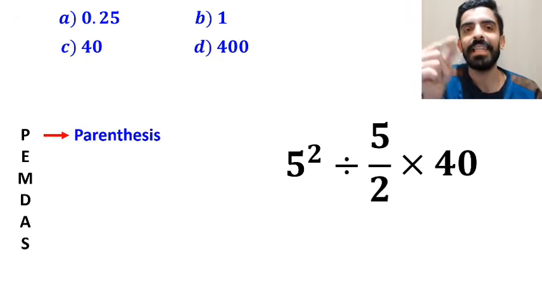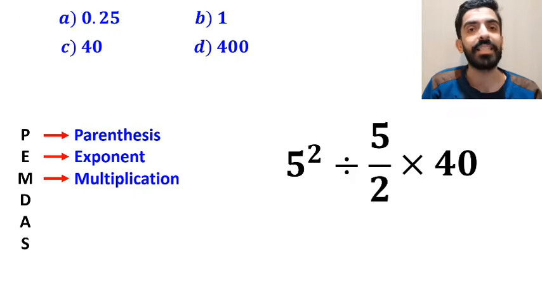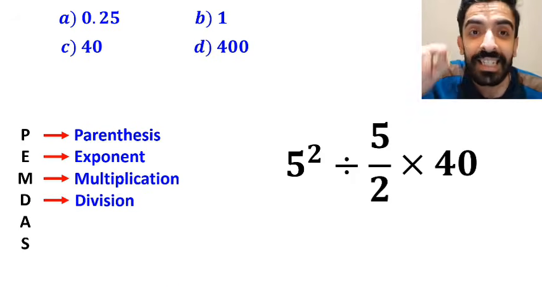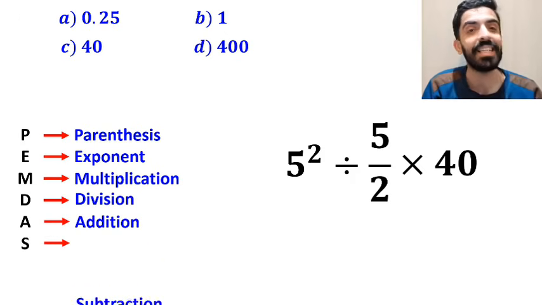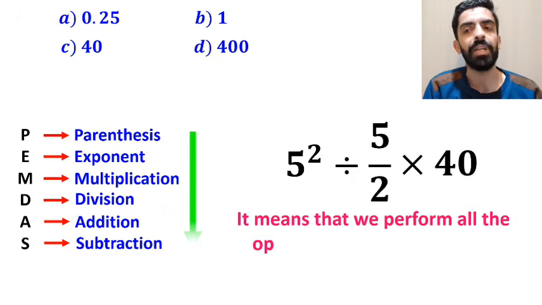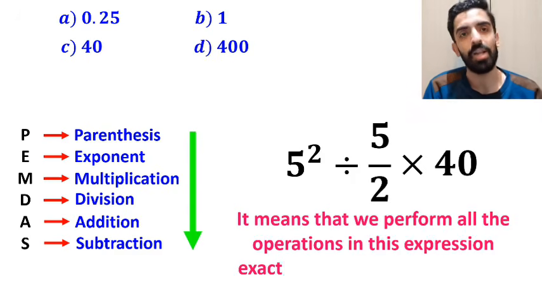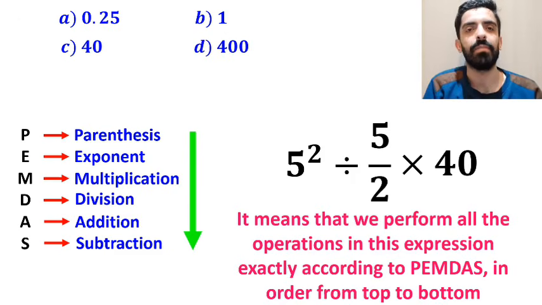In this rule, P stands for parentheses, E stands for exponent, M stands for multiplication, D stands for division, A stands for addition, and S stands for subtraction. It means that we have to perform all the operations in this expression exactly according to the PEMDAS rule, in order from top to bottom.